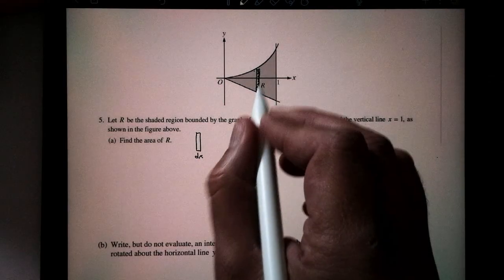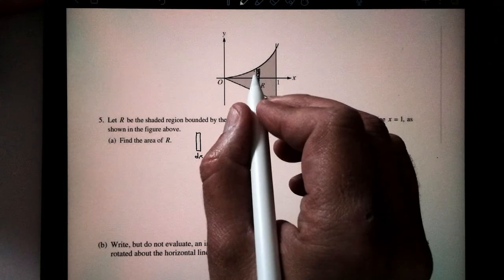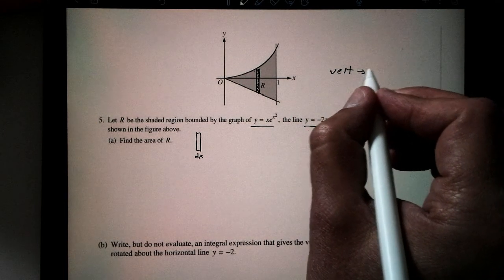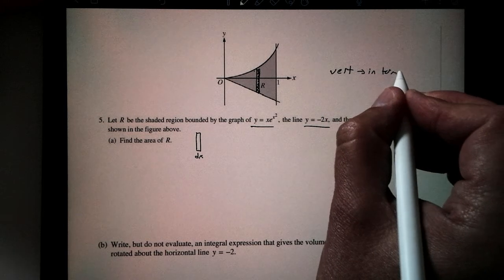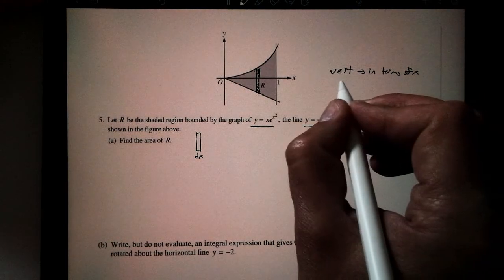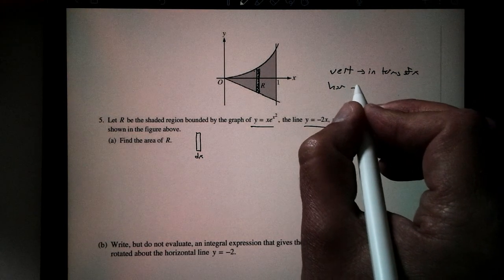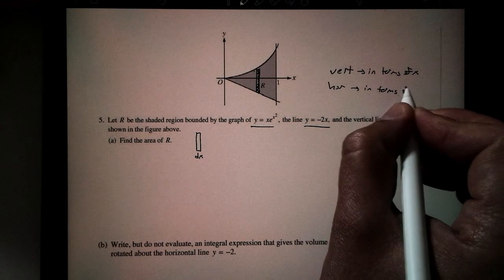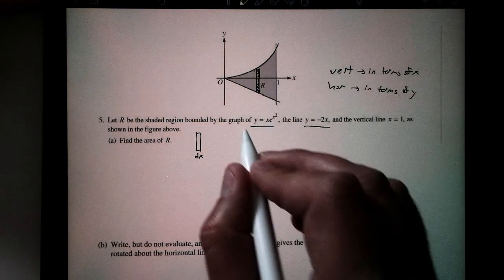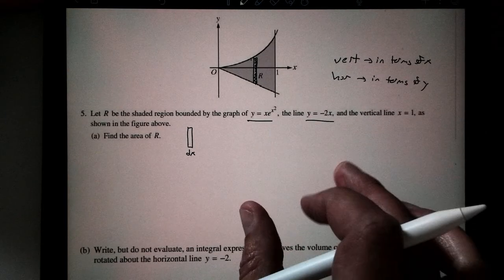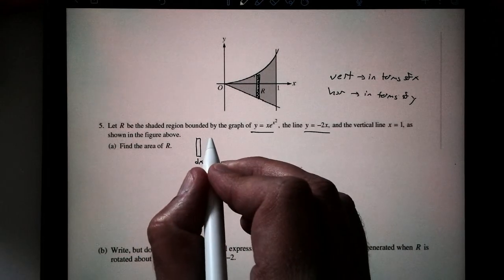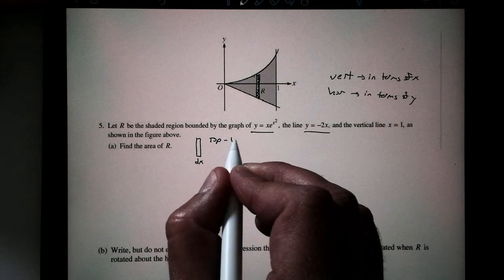Now because it's a vertical rectangle, we're going to keep our function in terms of x. Remember, for a vertical rectangle, we are in terms of x. Horizontal rectangles, we're in terms of y. What's nice about keeping it vertical in this case is that everything's already in terms of x. So we're going to go top minus bottom. That's our rule. Top minus bottom.